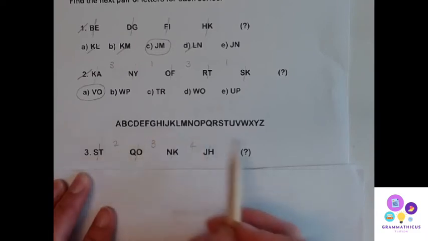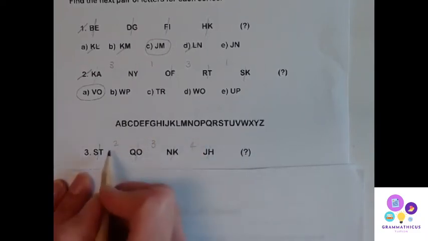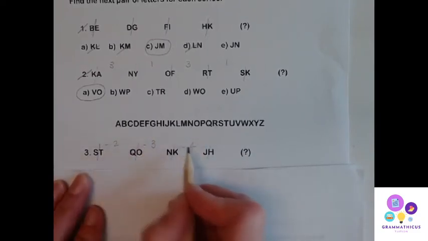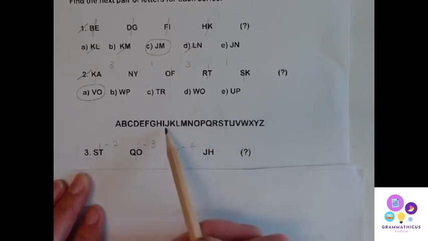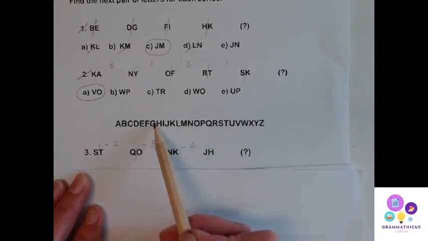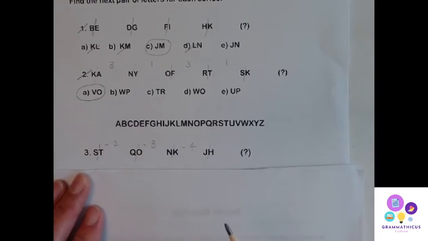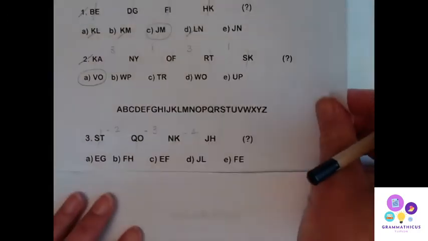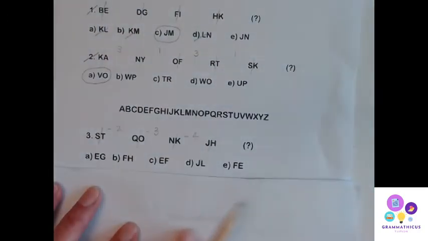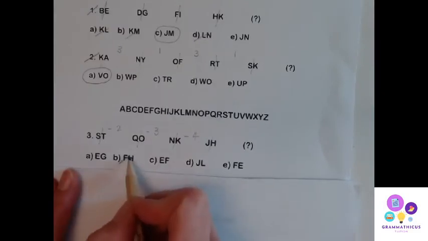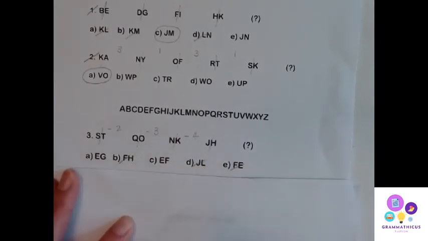And J, well, I've got to have a look at what I've done. Of course, that was minus 2, minus 3, minus 4. So I'm going to be taking away 5. 1, 2, 3, 4, 5 gets me to the letter E. So if we have a little look at our multiple choice answers down here, we can see we've got 2 that have an E at the start. So it's either going to be EG or EF.